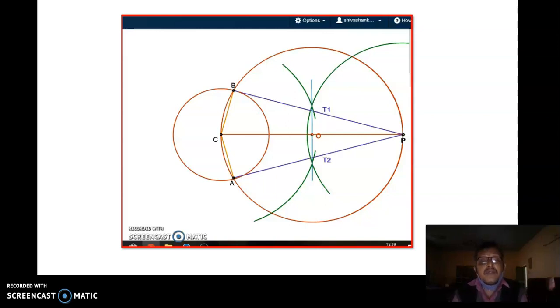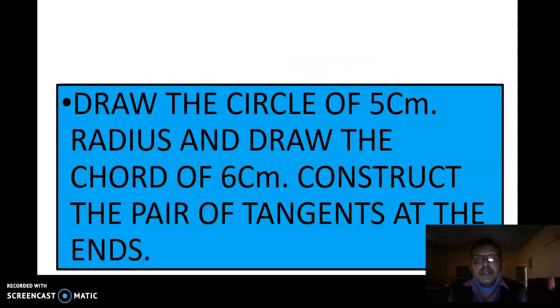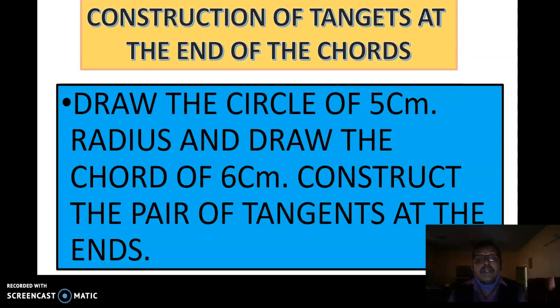Okay. So I think you are clear. Now let us move on to the next one. Construction of tangents at the end points of the chords. Draw the circle of 5 centimeter radius and draw a chord of 6 centimeter length. Construct the pair of tangents at the ends. Now okay, let us see the video.